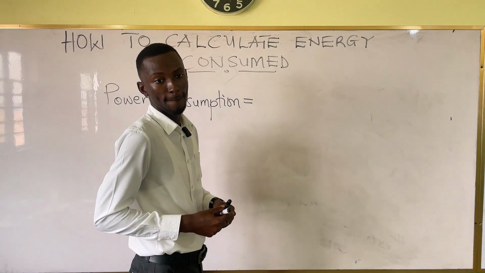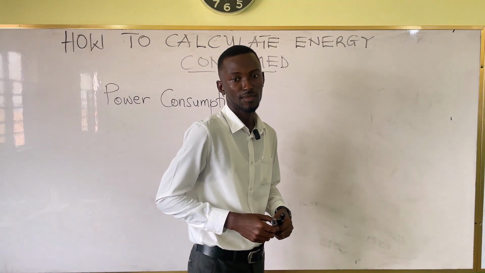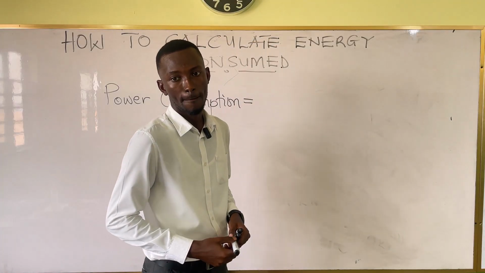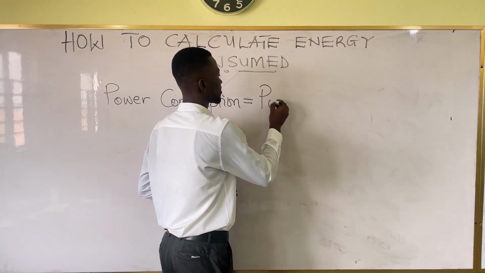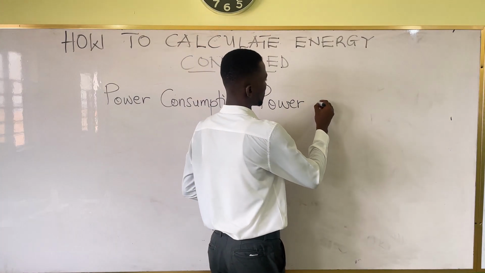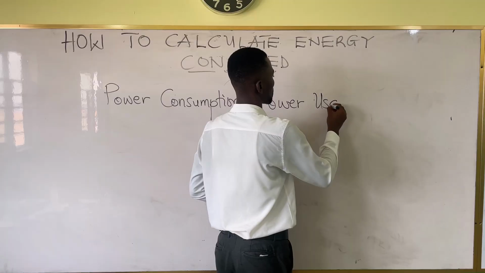What's the formula? Power consumption, the power usage, is power times the time. Okay, let me do it this way.